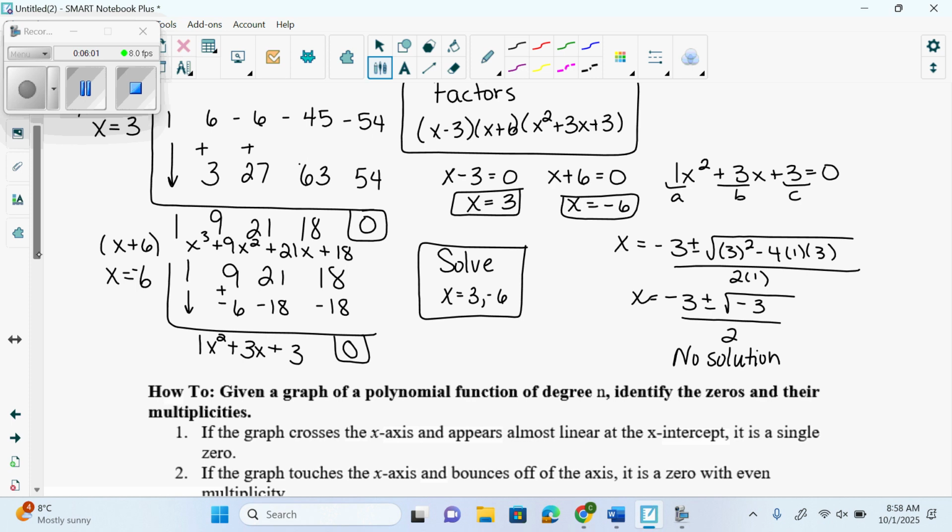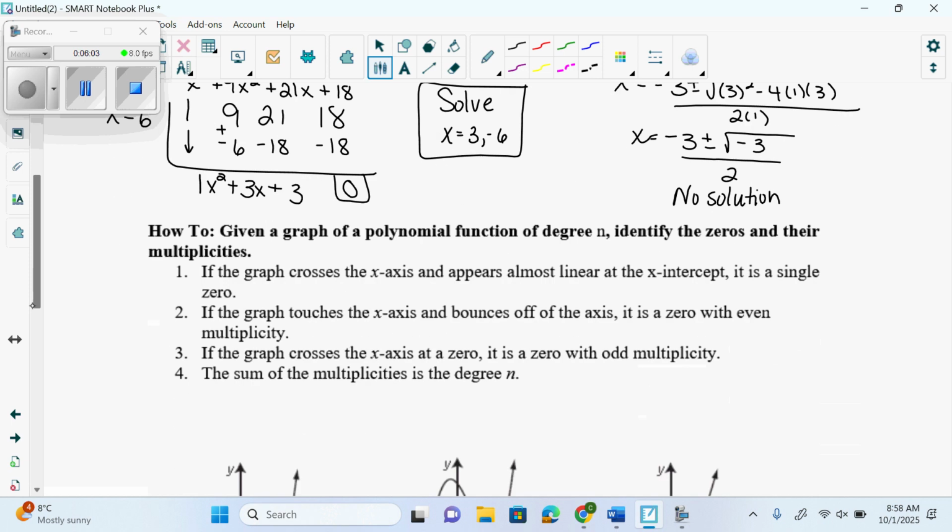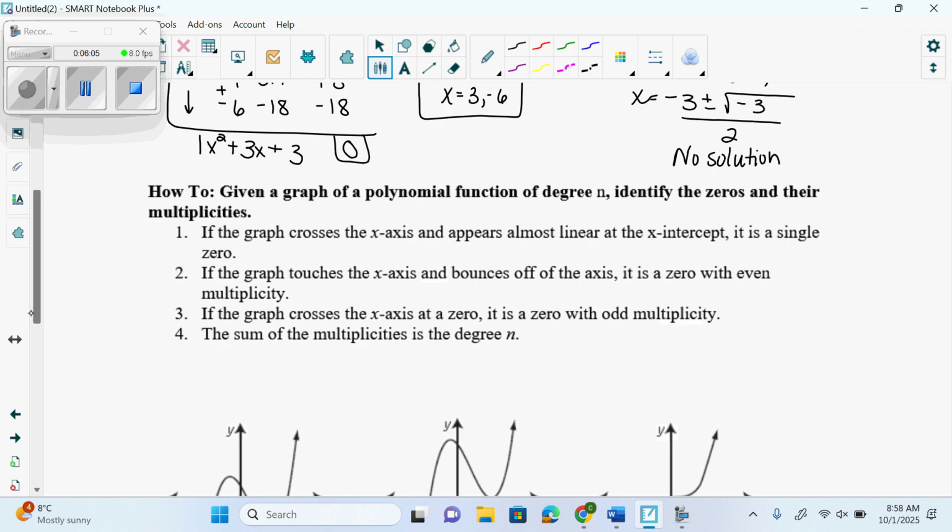Okay? So, what are we going to do next? We are going to talk about how to come up with the equation of a graph. So I've always given you the equation, ask for stuff, correct? Now I'm going to give you stuff for the graph and ask for the equation.